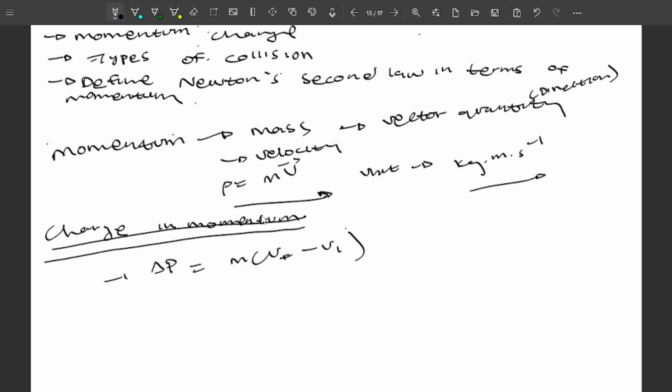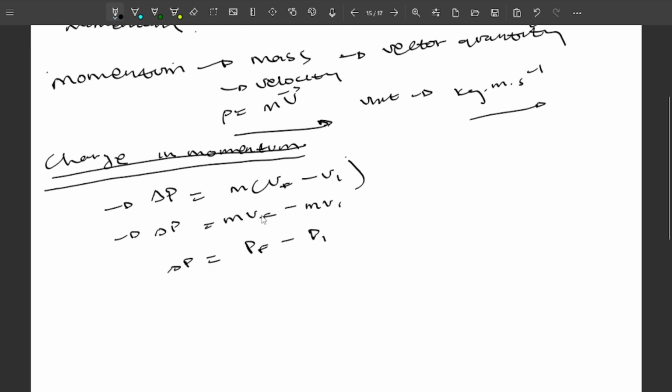You can write it like this or like this, or p final minus p initial, change in p. You're more than welcome to write it in any way that you like. Change in momentum. It's important to understand that this one is applied when there's a change in velocity, meaning that the object is accelerating.